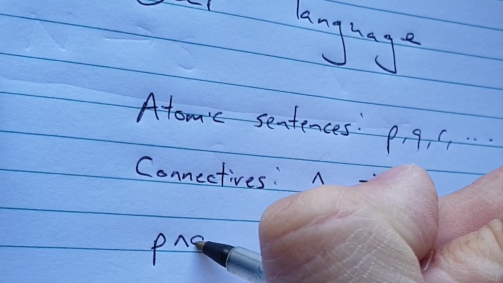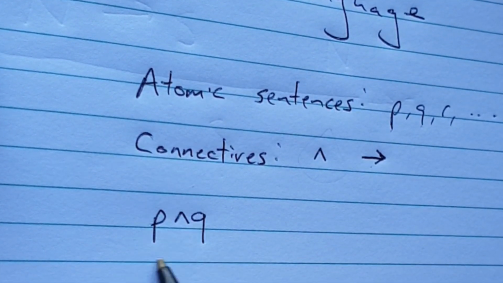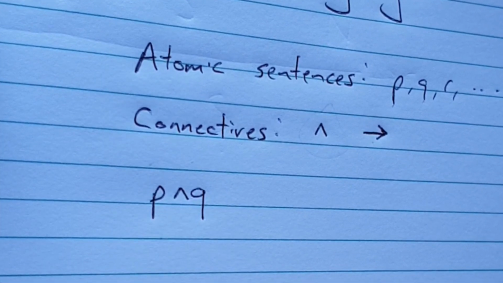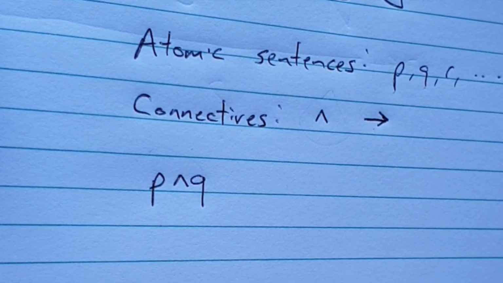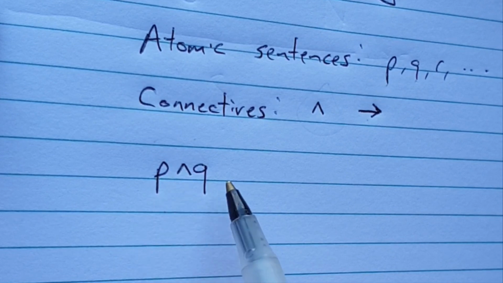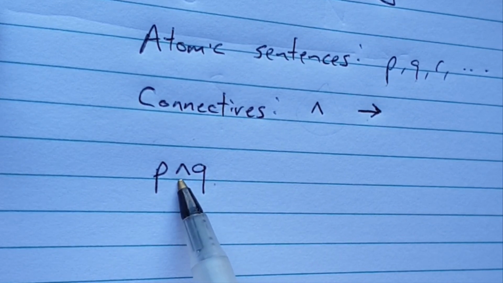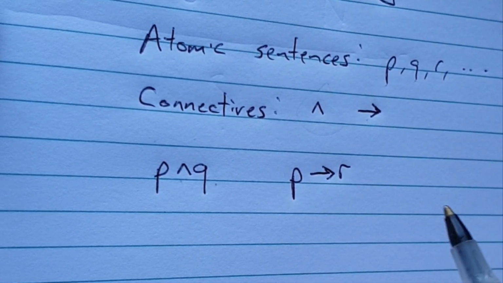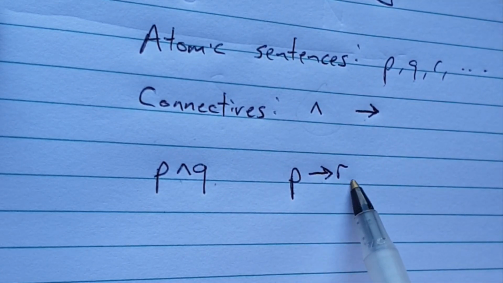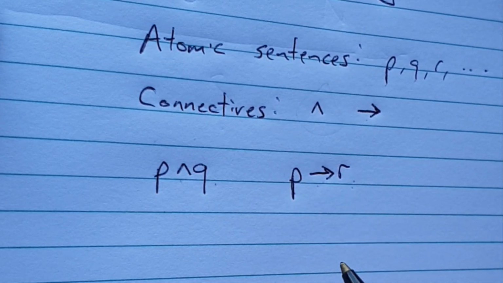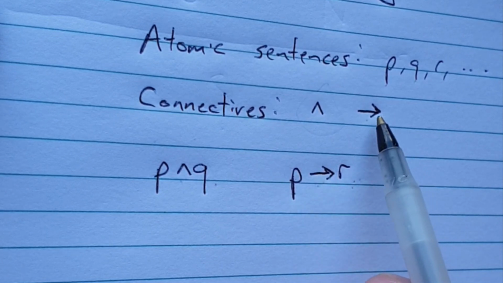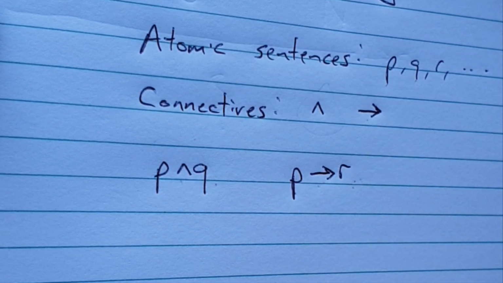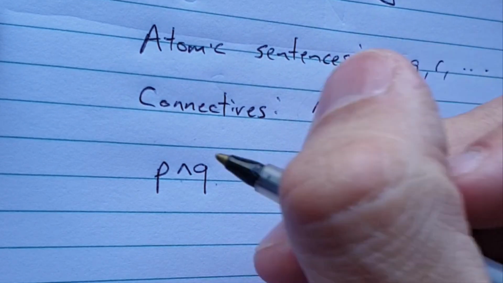So, that's a sentence. We'd pronounce that P and Q, or the conjunction of P and Q, because what we've got are two sentences, P and Q, and they're on either side of that connective, putting them together. Similarly, that's a sentence. P implies R, or the implication from P to R. What we have here is two sentences, P and R, connected, again, with that implication connective. We can also continue this process and build more and more complex sentences.